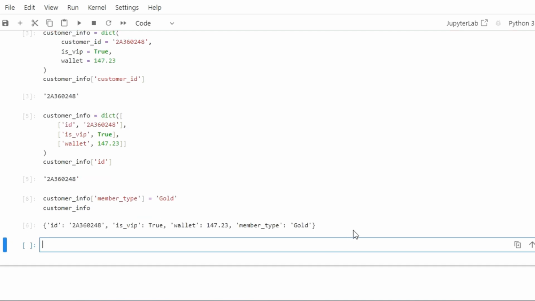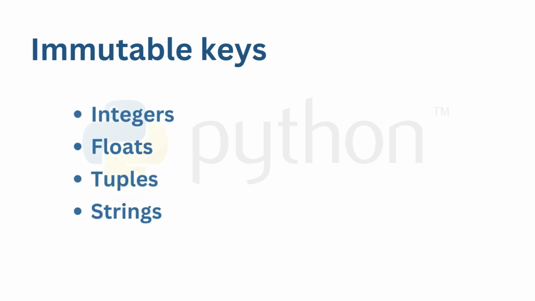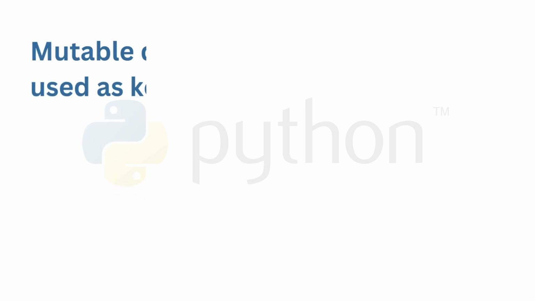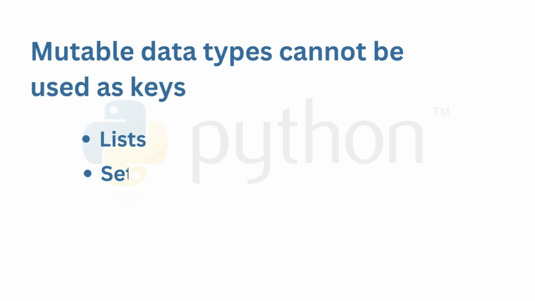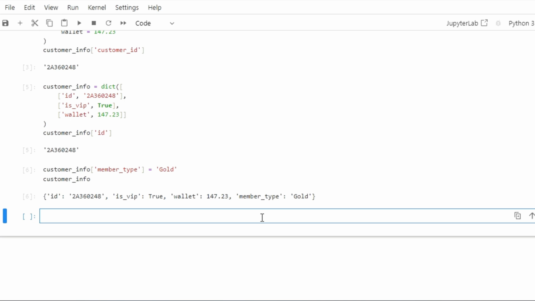A dictionary's keys must be immutable. Immutable keys include, but are not limited to, integers, floats, tuples, and strings. Lists, sets, and other dictionaries are not included in this category, since they are mutable. Another important thing to note about dictionaries is that they're unordered. That means you can't access them by referencing a positional index.